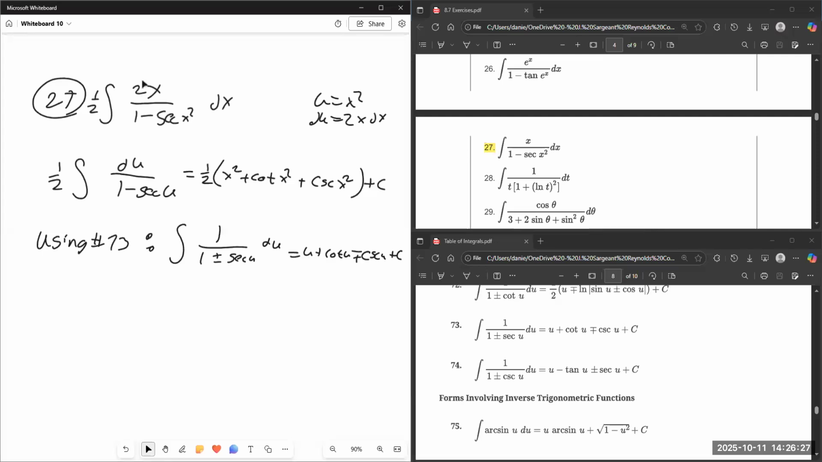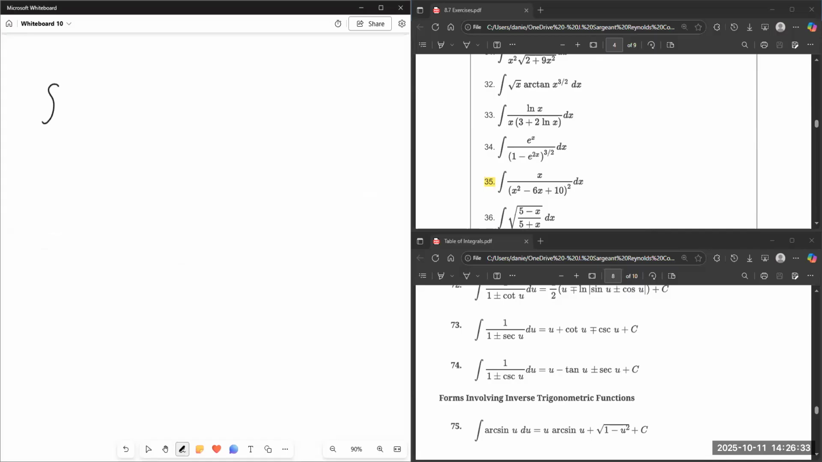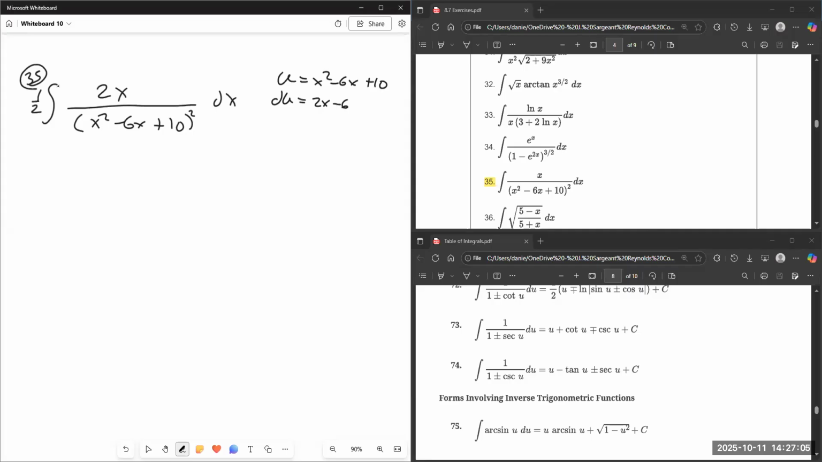Let's look at number 35. It says the integral of x over x squared minus 6x plus 10 quantity squared dx. So we're going to have to do some work to split this up into a couple different parts. First thing, I want to think about u is equal to x squared minus 6x plus 10, and du would be 2x minus 6. First thing I want to do is 2 and 1/2 here. And then I want to do minus 6 and plus 6.